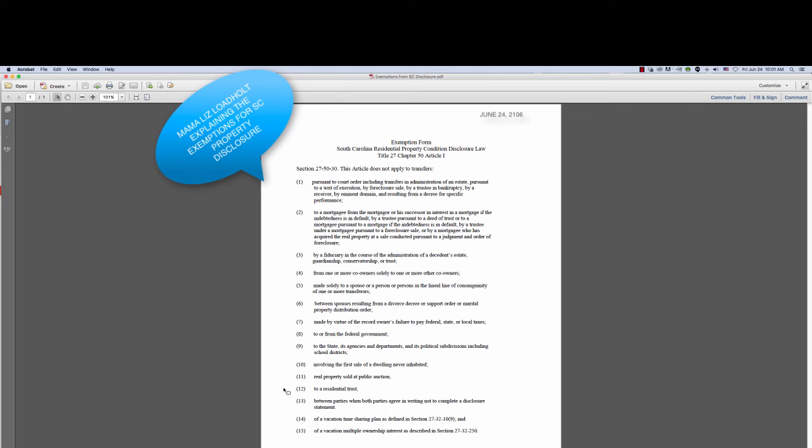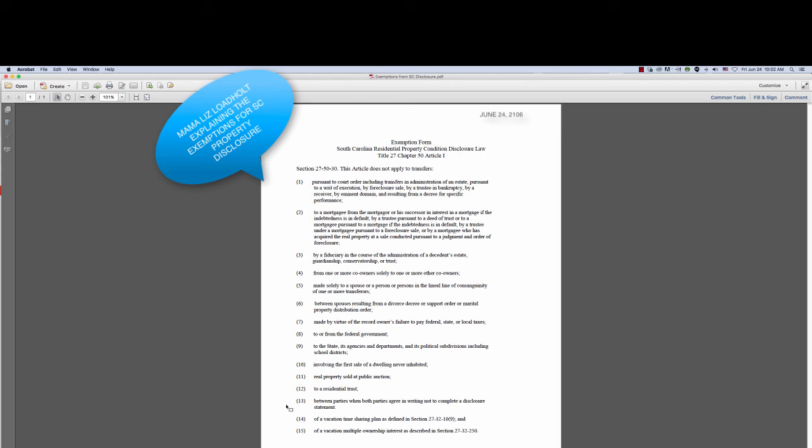Number 12, to a residential trust. The same kind of thing. The trust people who are selling the property from the trust to the public or to whomever don't have to provide it. But when you purchase it or get it via this method, when you sell it, you have to have a property disclosure.